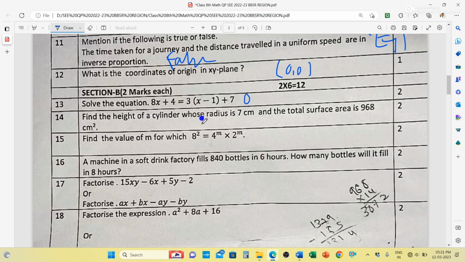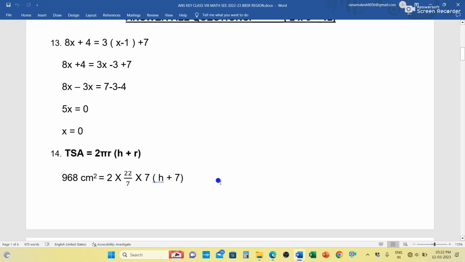Next. Find the height of a cylinder whose radius is 7 centimeter and the total surface area is 968 centimeter square. You know, total surface area equal to 2 pi r into h plus r, where r is the radius and h is the height. So total surface area is given 968 centimeter square equal to 2 into pi, 22 by 7, into r equal to 7, into h plus r equal to 7.